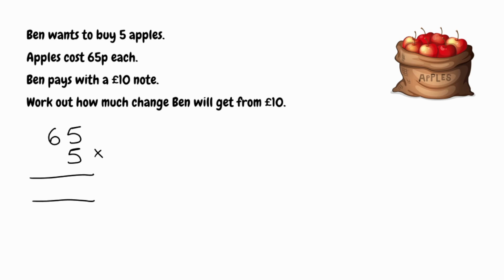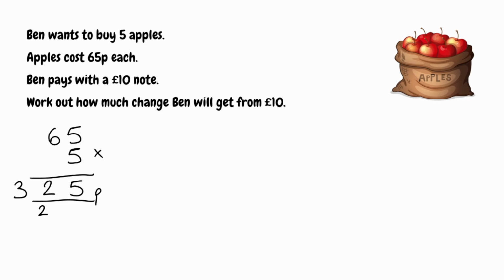So if we do 5 multiplied by 5, that's going to give us 25. So we have a 5 here, and we're going to carry over a 2. And then we're going to do 5 multiplied by 6, which is 30. But then we need to add on that 2, so 32. So a 2 in this column, and then a 3 here. So Ben has spent 325 pence.